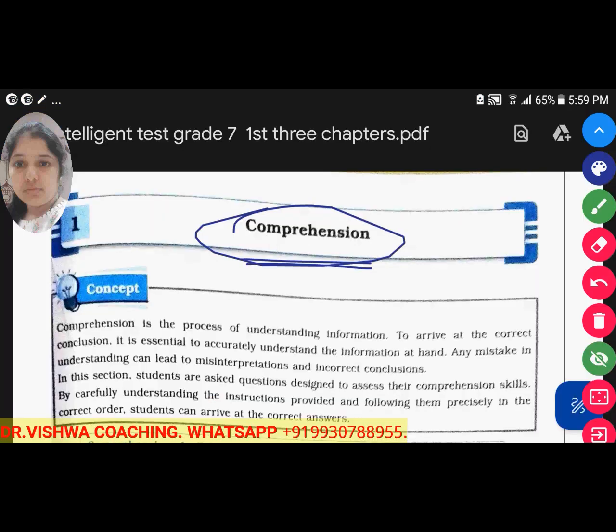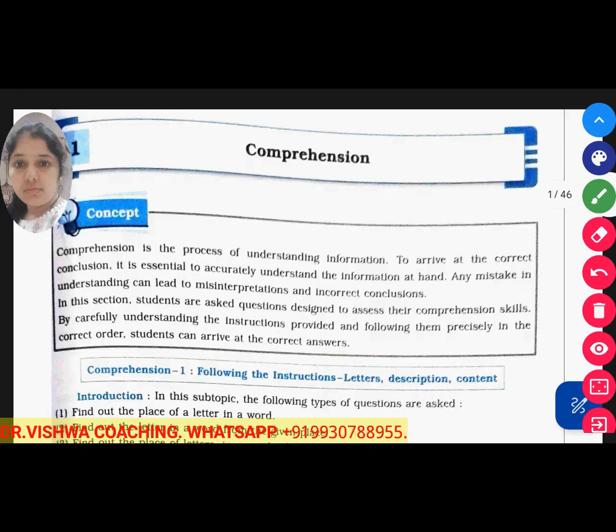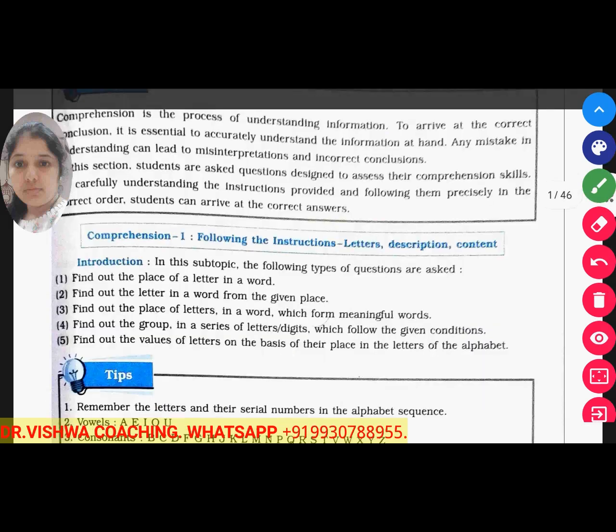Now see, comprehension means what? It is the process of understanding the information. Means in this topic some information is given to you. You have to read it very carefully, and if you understood that information accurately, then you can solve the problems accurately. Otherwise, you will get the wrong answer.